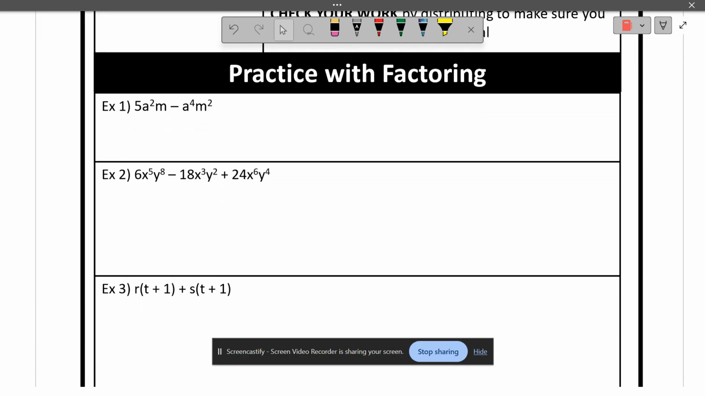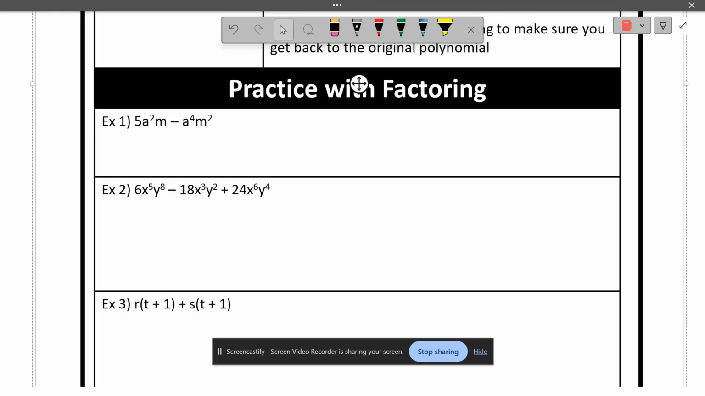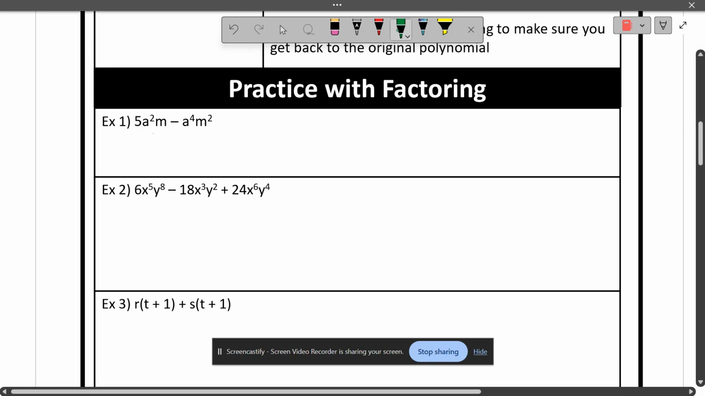All right, so example number 1 here, for those of you that are ready to move with me, if you take a look, we've got an a of 2 and an m, and an a of 4 and an m squared. We're going to end up taking out an a of 2 and an m out front as my greatest common factors, and we'll be left with 5 minus a squared m.